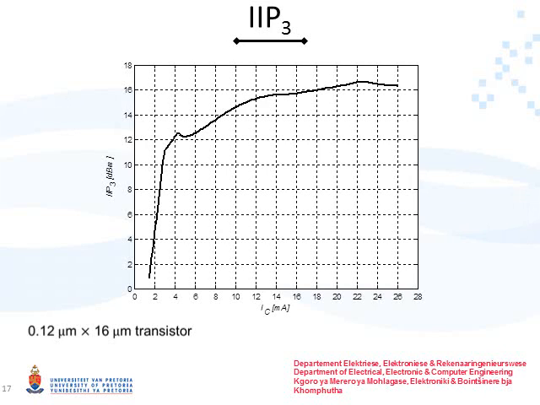The point at which the third order intermodulation distortion component equals the fundamental component is known as the input third order intercept point. The higher the input third order intercept point, the more linear the system is. The input third order intercept point for increasing bias current is shown in this figure. A transistor size of 0.12 micrometer by 16 micrometer was used to simulate the input third order intercept point. As shown in this figure, the linearity increases sharply for small bias currents and is then followed by a gradual increase in the linearity as the bias current increases. The input third order intercept point begins to taper off for bias currents greater than 23 milliampere.